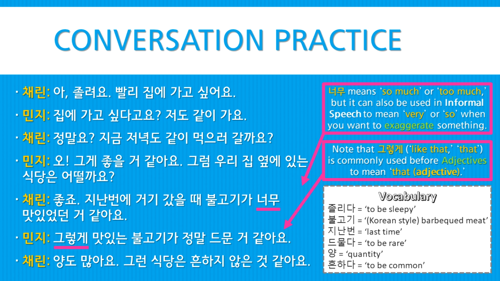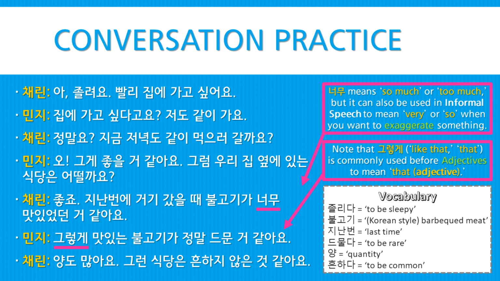First, 채린 says, 아, 졸려요. Ah, I'm sleepy. 빨리 집에 가고 싶어요. I want to go home quickly. Or I want to go home right away. 집에 가고 싶다고요? Did you say you want to go home? 저도 같이 가요. I go together with you, or I'll go together with you. 정말요? Really? 지금 저녁도 같이 먹으러 갈까요? Now, shall we go to eat dinner together? Or shall we go eat dinner together now?